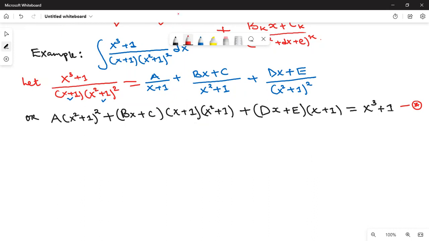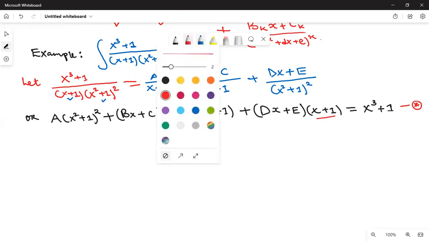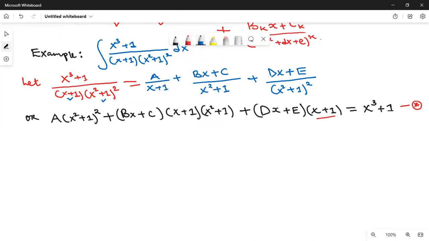And the starting value must be that value of x that will help you eliminate some terms from the right-hand side. If you look at this equation star, look at this term here. You realize if I put x is -1, it will be -1 plus 1, which is 0. That will help me eliminate the third term. So that's what I'm going to start with. Put x equals -1.